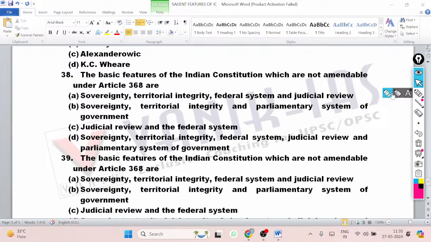Sovereignty, and sovereignty and territorial integrity, federal system, judicial review, parliamentary system of government. So all the concepts are correct. So option D will be the best answer.